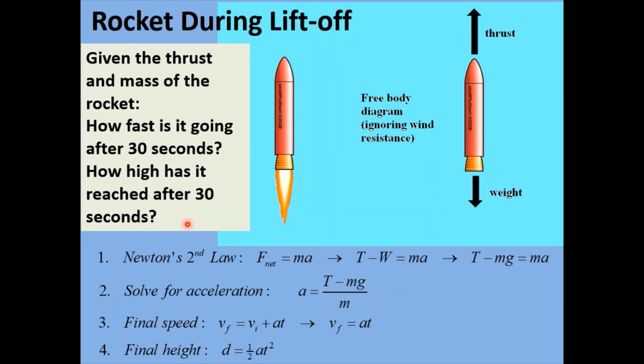How high is it reached after 30 seconds? Well, remember also, for an object that starts from rest, the distance it travels is equal to 1/2 at squared. We've used this distance formula many times so far in this course. So again, we would just have to plug in the acceleration from step 2 and plug in 30 seconds here and square it and multiply it by 1/2, and that would give us the height of the rocket at the end of the 30 seconds.